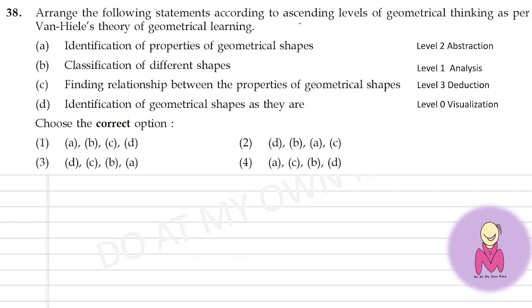Visualization. So they are asking us to do it in ascending order. So first, ascending is from small to big. Small to big. So first is level 0, that is D. Then comes level 1, that is B. Then level 2, A. Level 3, C. D, B, A, C is the right answer. That is our option 2, the answer for this question.